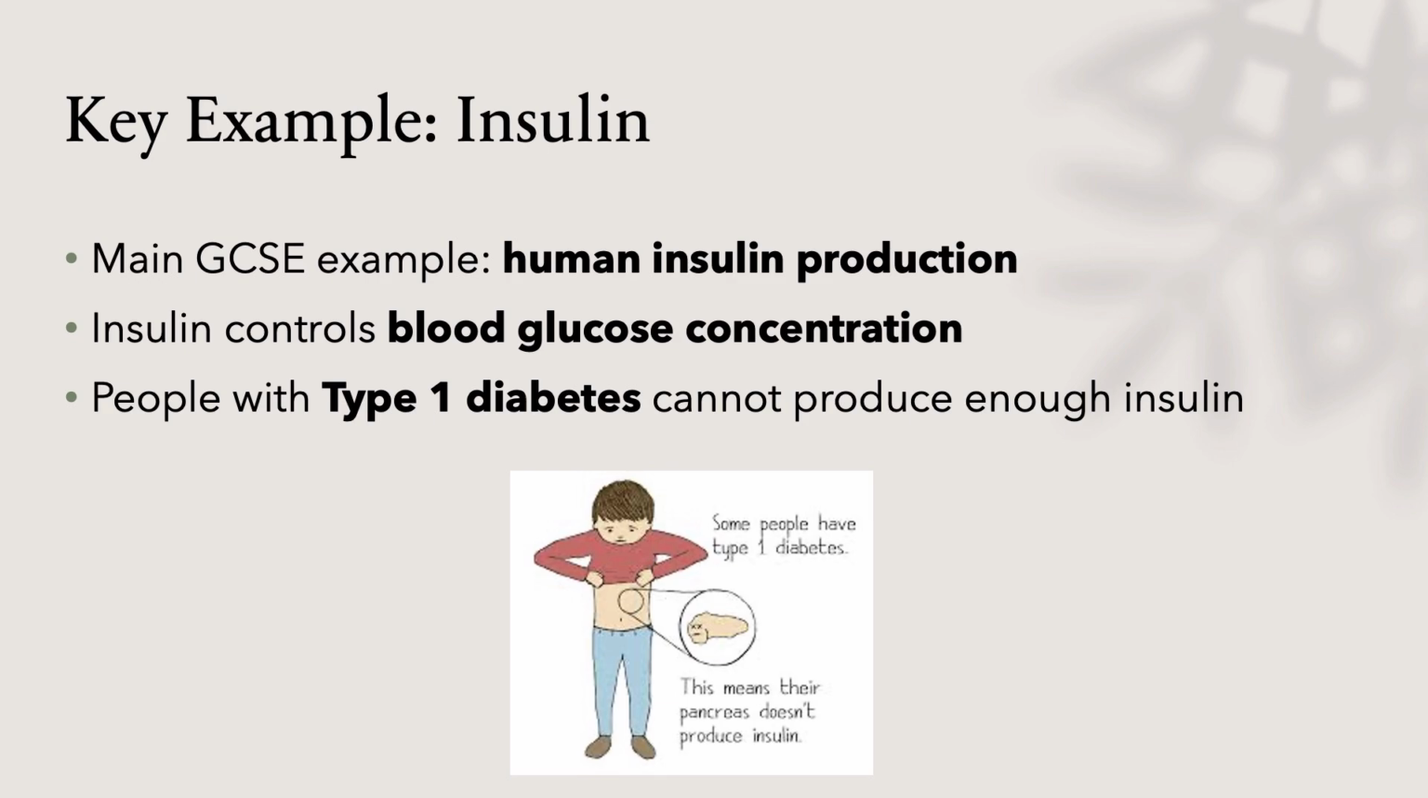Insulin is a hormone that regulates blood glucose concentration. People with type 1 diabetes do not produce enough insulin because their immune system destroys the insulin-producing cells in the pancreas. As a result, they require regular insulin injections.